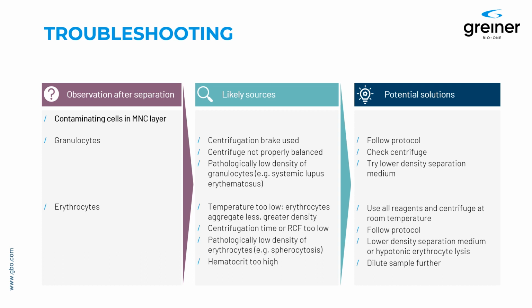Potential solutions include using all reagents and the centrifuge at room temperature, following the protocol, a lower density separation medium might help, as well as hypertonic erythrocyte lysis. And in case of hematocrit being too high, further dilution of the sample will likely help.